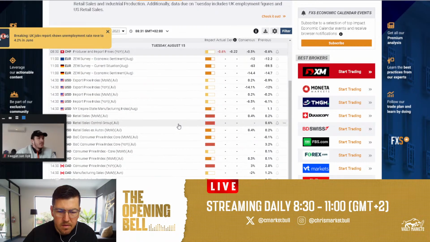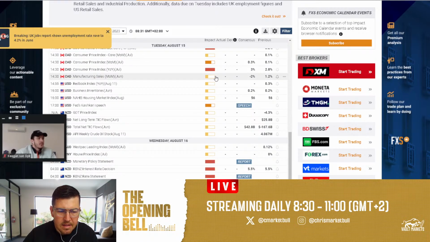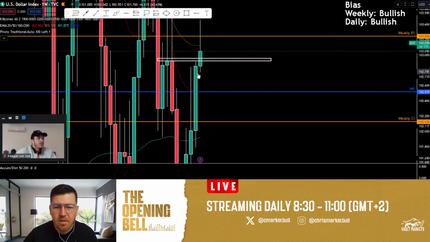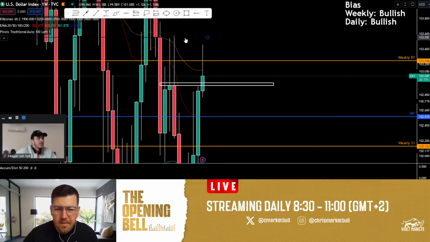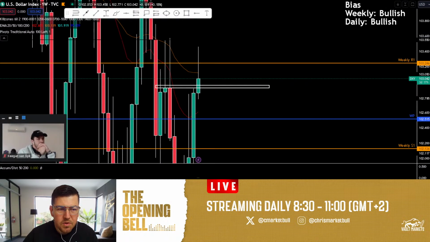Firstly, USD retail sales at 230. Actually expecting an increase, so that will be bullish for the dollar. Other than that, nothing major on the calendar for us. So DXY, yesterday almost filling these wicks to the upside. Not closing above this previous area of resistance, but we have already started pushing up on the day.